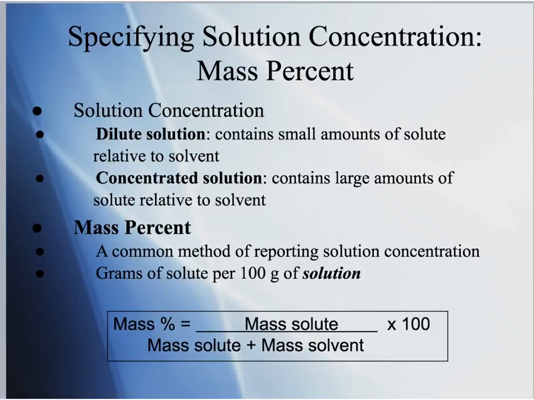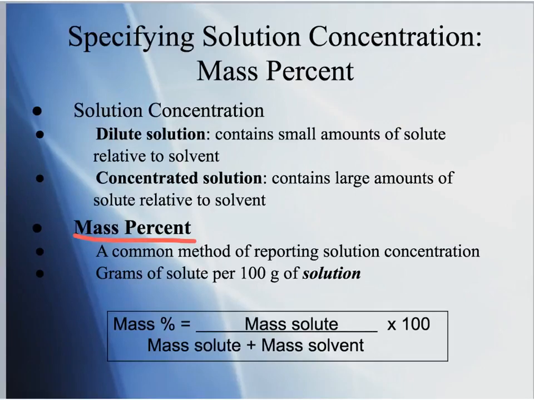You can even tell solution concentration with the color. A lighter color being dilute solutions, and a darker color being concentrated solutions. Although that doesn't obviously happen with most solutions, a lot of solutions that we use in chemistry are colorless, and so you can't really tell. You can't use the color in order to tell how concentrated the solution is. So to figure out how concentrated a solution is, there's a couple of things that we can use. The first one is called mass percent. Okay, so mass percent is a common method of reporting solution concentration.